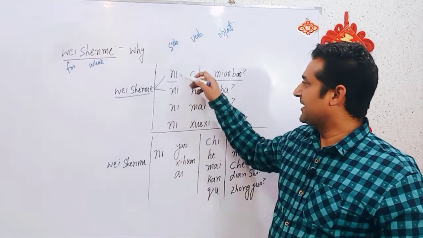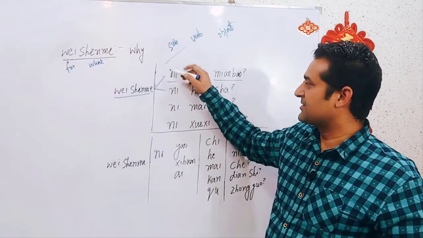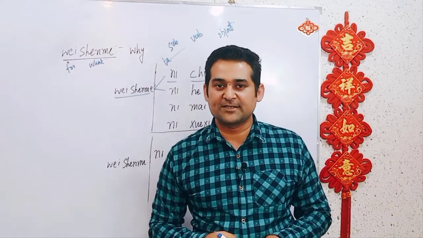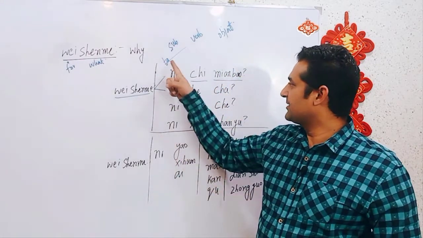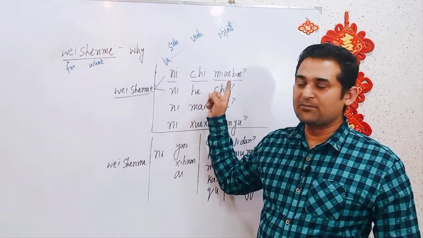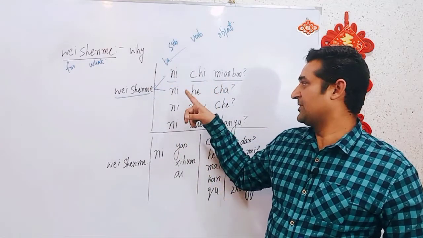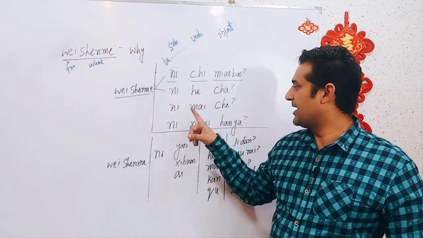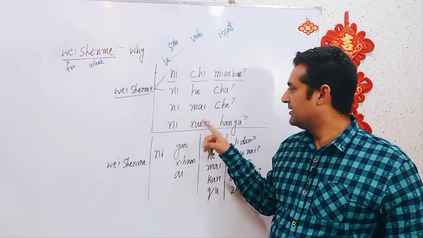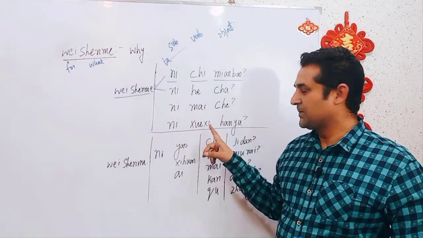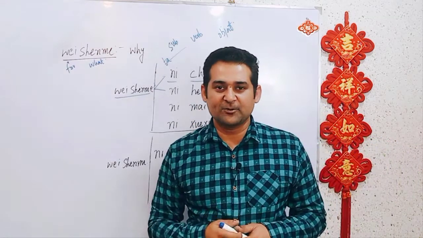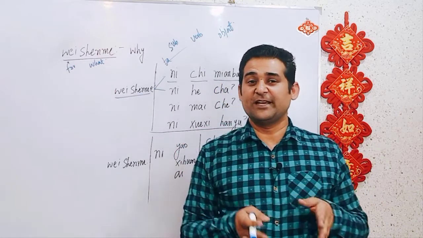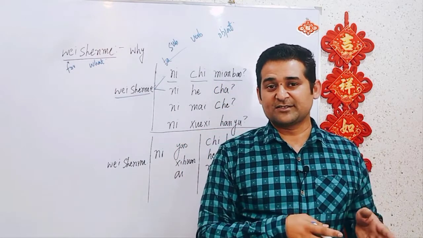So you can see that if I want to change the subject, I can replace it. I can make it 他, which means he, she, it. So 为什么他吃面包? Why he eat bread? 为什么他喝茶? Why he drink tea? 为什么他买车? Why he buy a car? 为什么他学习汉语? Why he learn Chinese language? So it's very clear. The placement of 为什么 is always at the start. You just put it at the start and go for it.